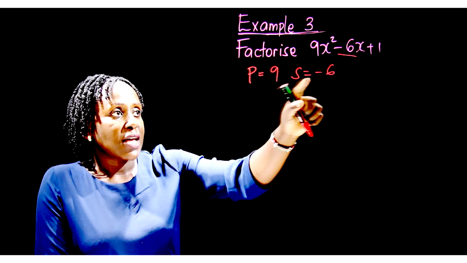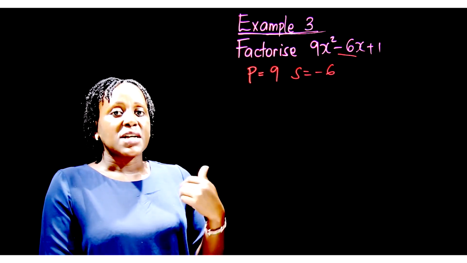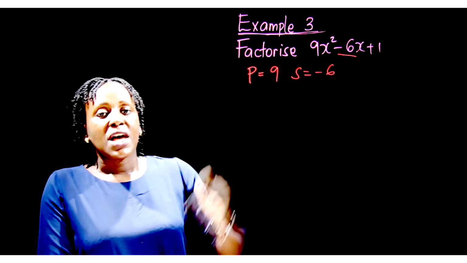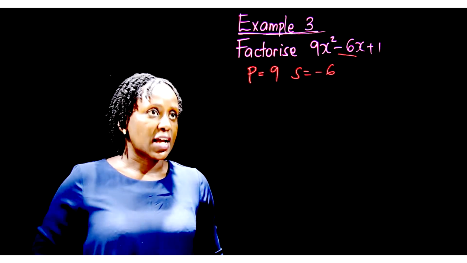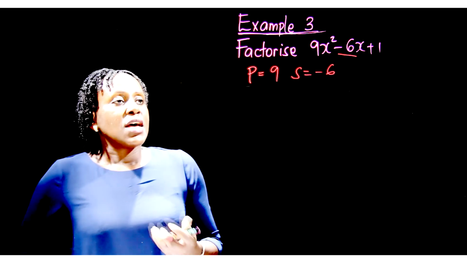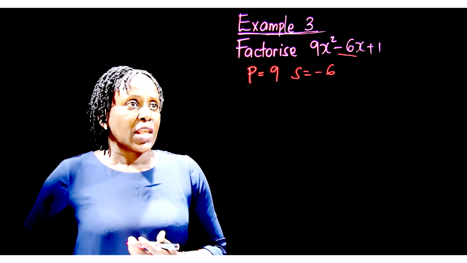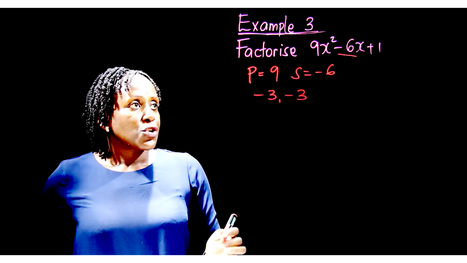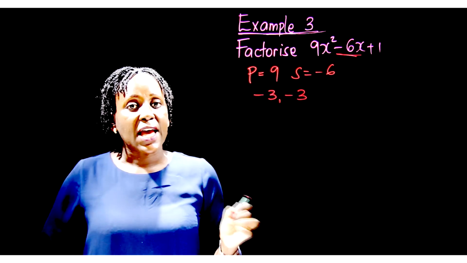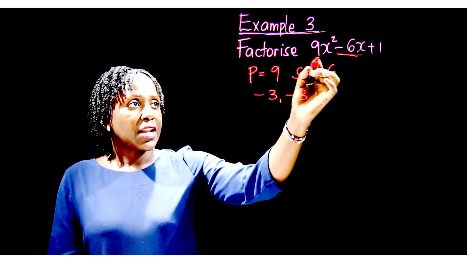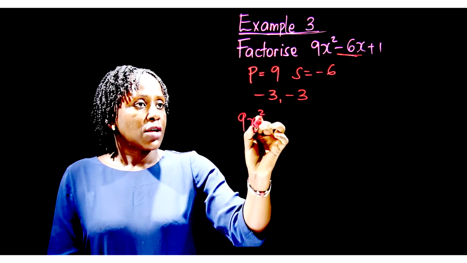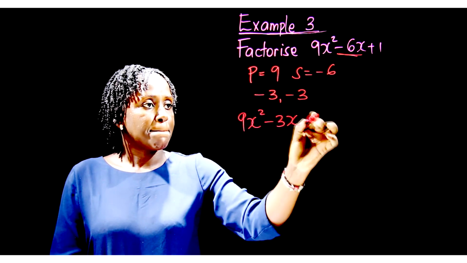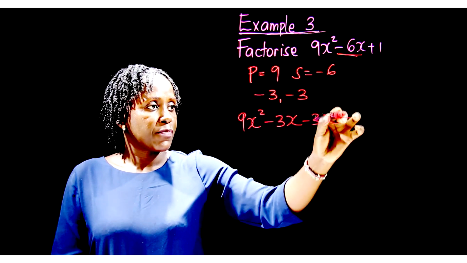So considering that the sum is negative, the two numbers must be negative. Since the product is positive, both numbers must be negative. So which two negative numbers can you multiply to give you 9? The two numbers are negative 3 and negative 3. So we are going to use them to break negative 6x into 2. So now we have 9x squared, and then negative 6x is written as negative 3x minus 3x, then plus 1.